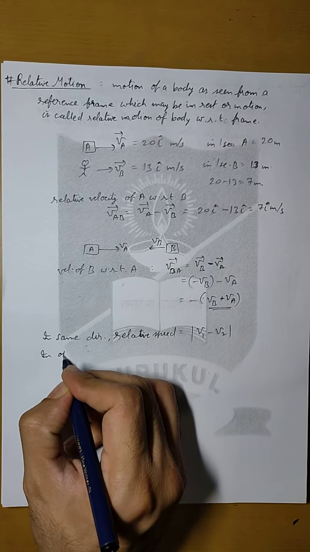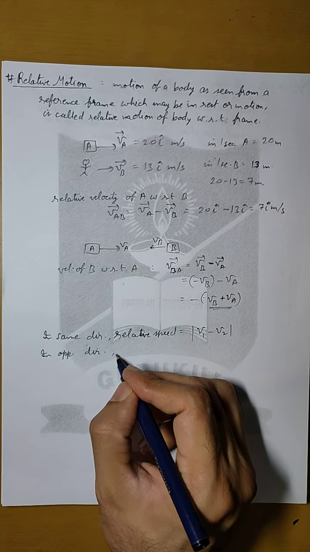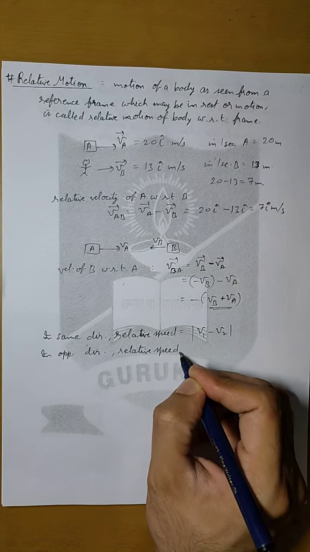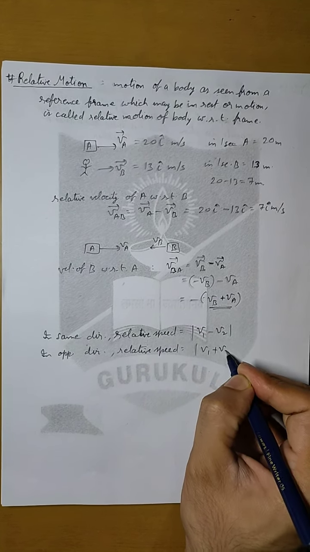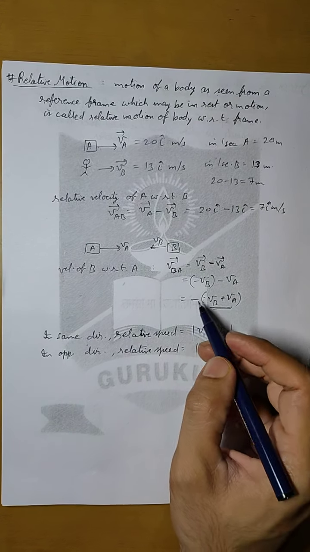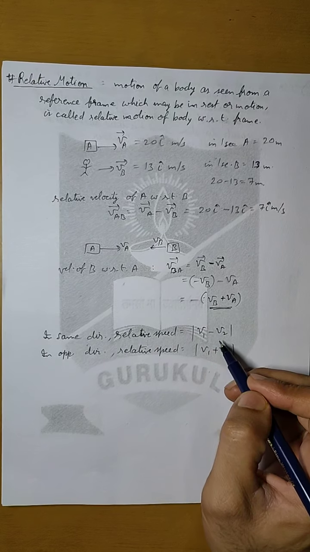And if they are moving in opposite direction, we can say that relative speed is v1 plus v2. We are taking modulus to avoid this minus sign here, but we know that the minus sign is only for the direction. The magnitude is given by the value inside the bracket.